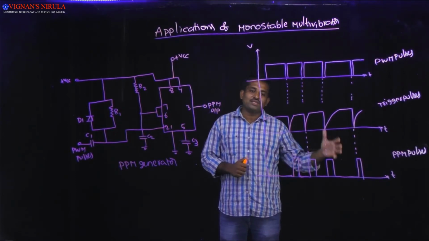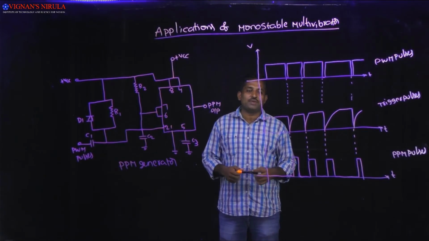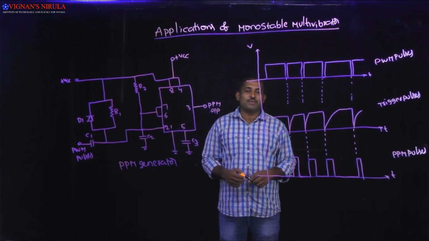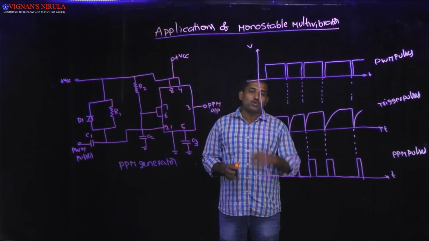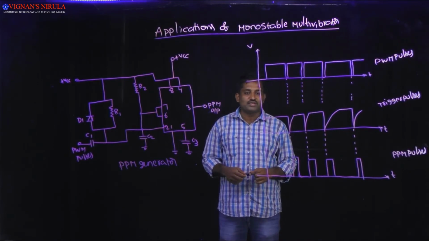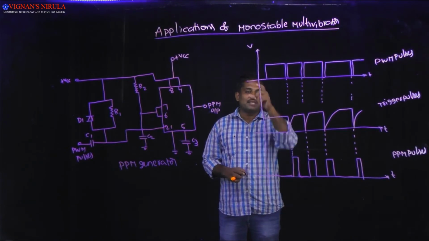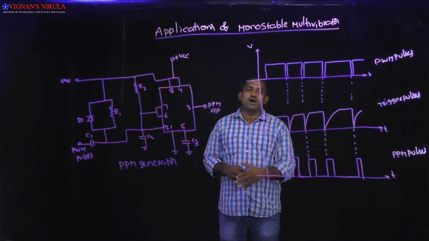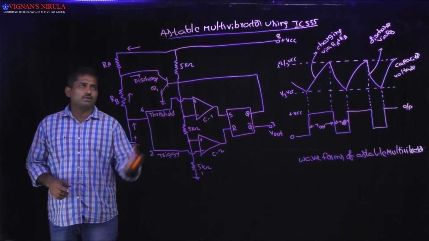So whenever they ask you to write about the monostable multivibrator and its applications, first of all you have to explain the monostable multivibrator, and also you have to explain the input and output waveforms of the monostable multivibrator. Along with that you have to derive the pulse width expression. Later on you should explain all these applications of the monostable multivibrator.